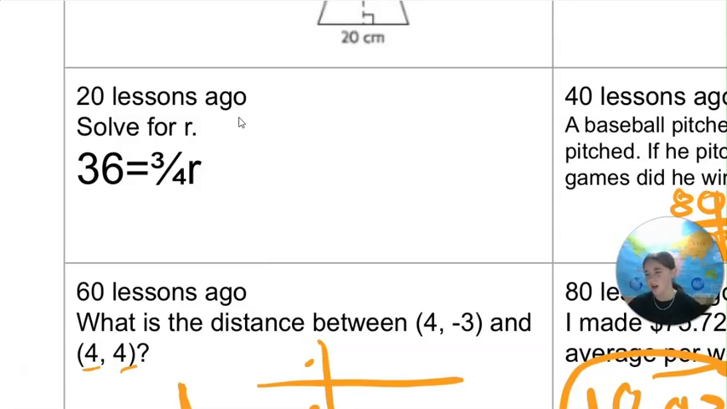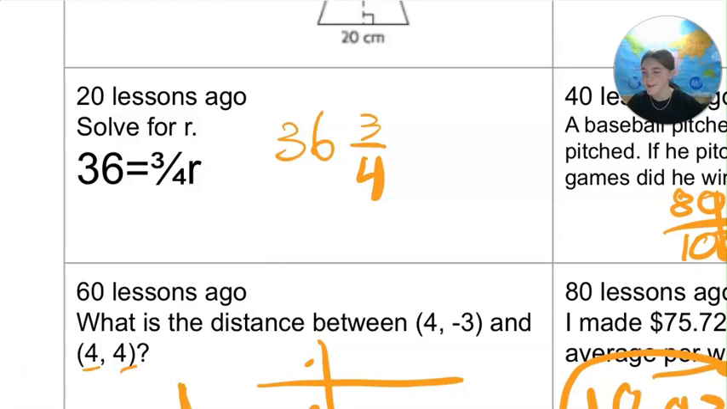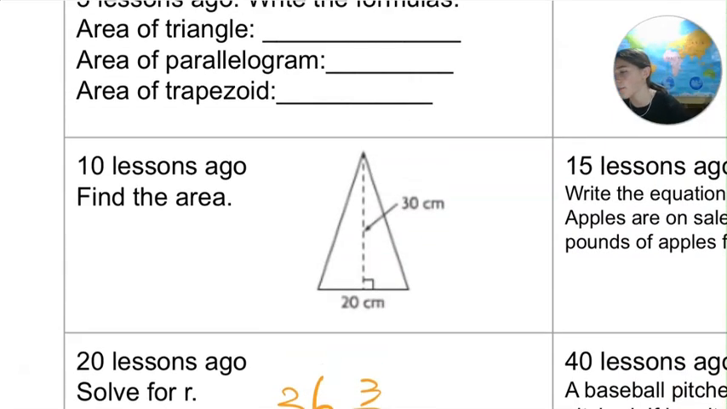20 lessons ago, solve for R. Okay. That was 30 lessons. Oh wait, you couldn't even see my work. Let's move me up here so you can see my work. I don't know how to do that one. Let's have my mom do that. Let's go to one that I actually remember.